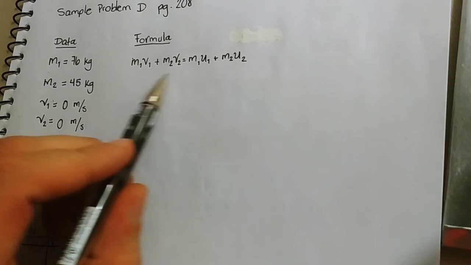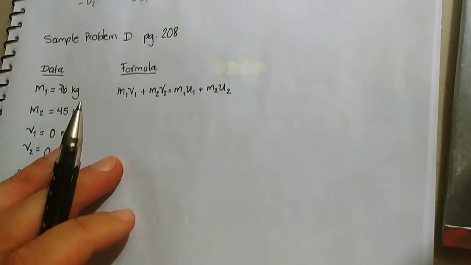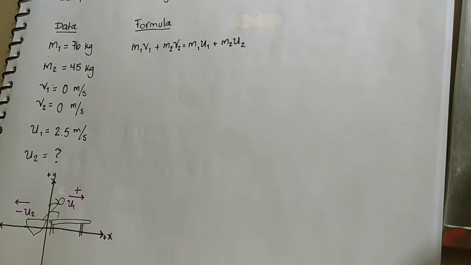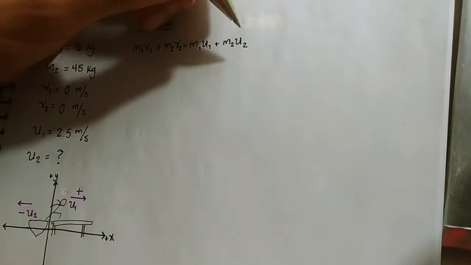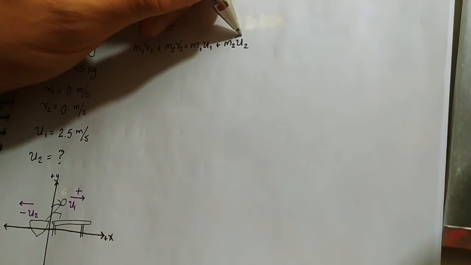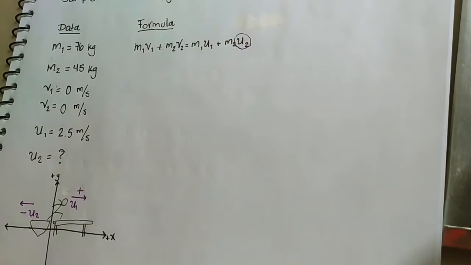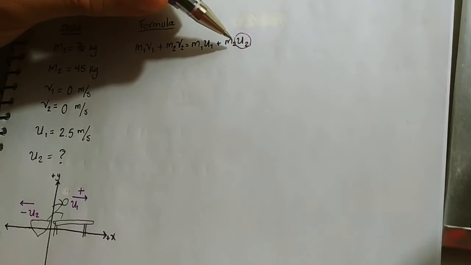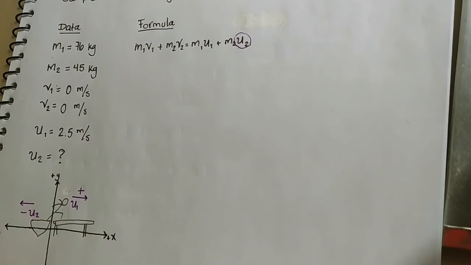So now we have a formula for this. This is the previous formula about conservation of momentum. So what is the value that we need to calculate? We need to calculate the final velocity of the boat. So that means that we have to solve for this variable. Pause the video and try to solve it on your own.